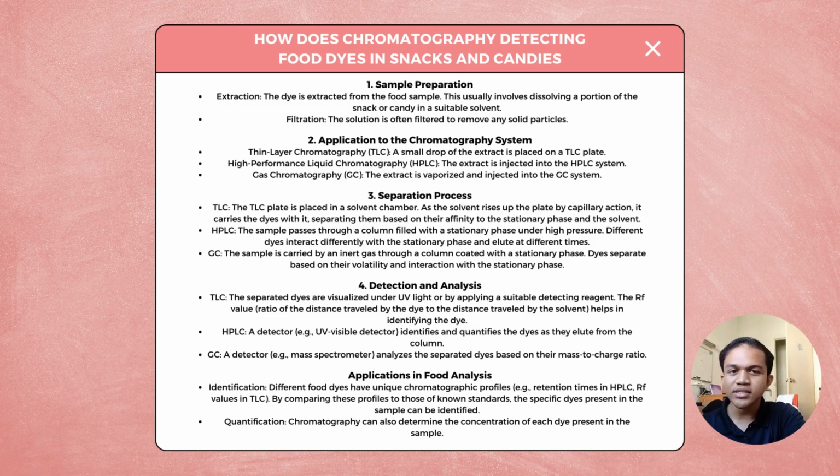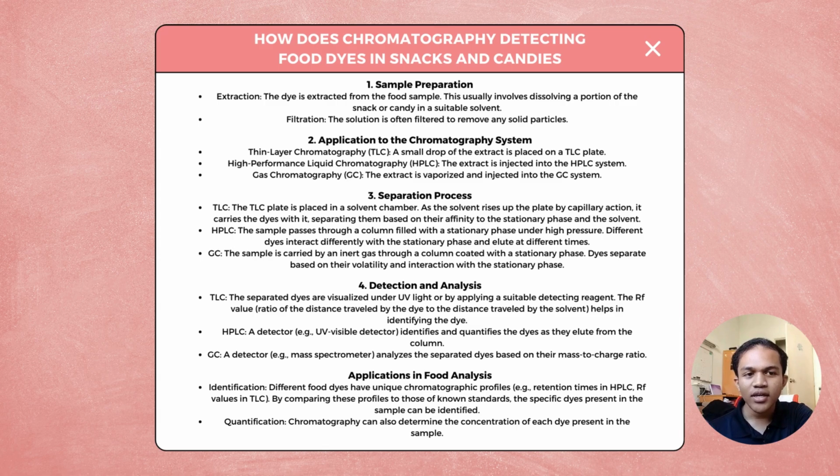For the HPLC, the sample passes through a column filled with a stationary phase. Under high pressure, different dyes interact differently with the stationary phase and elute at different times. For gas chromatography, the sample is carried by an inert gas through a column coated with a stationary phase. Dyes separate based on their volatility and interaction with the stationary phase. Therefore, for the separation process, we can see that the food dyes are developed and separated accordingly to the chromatography that we use.